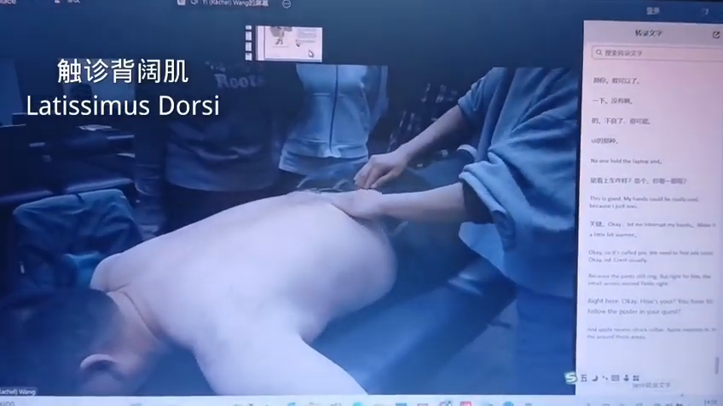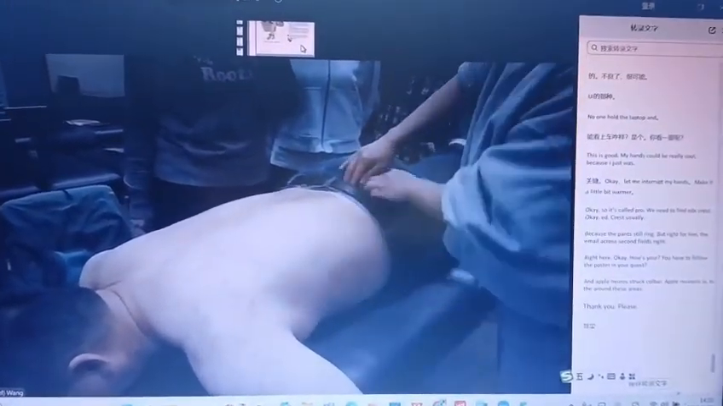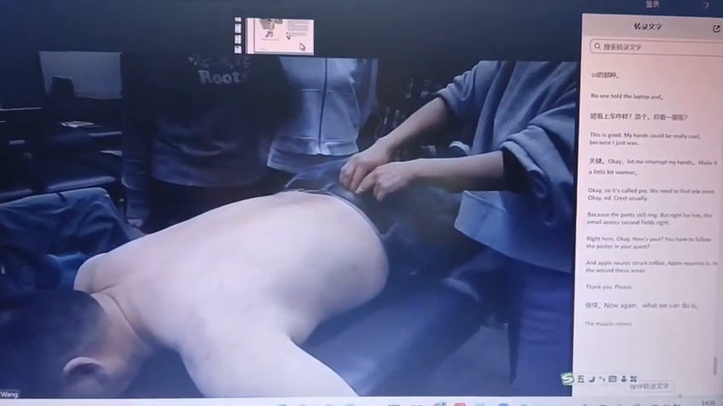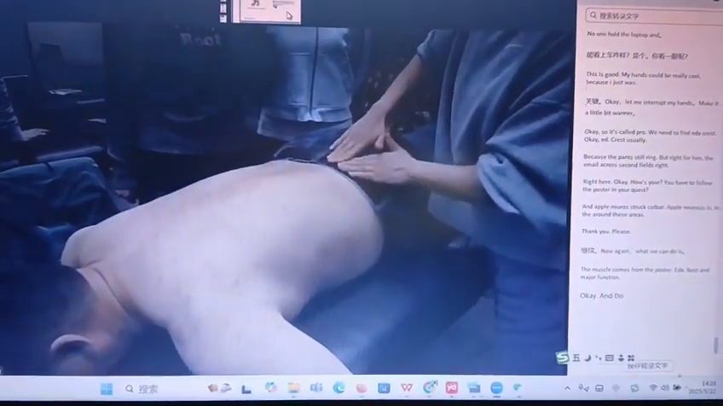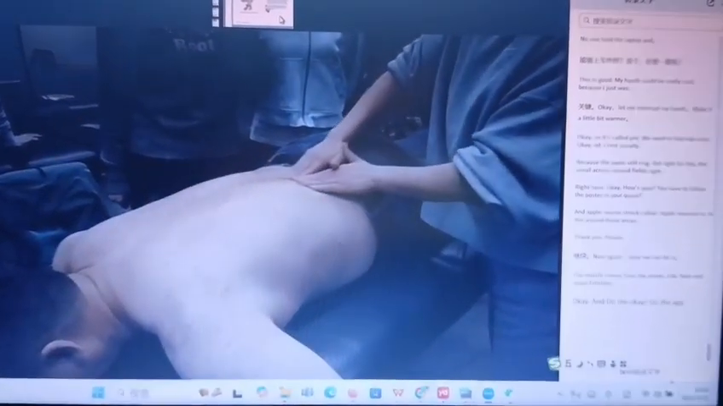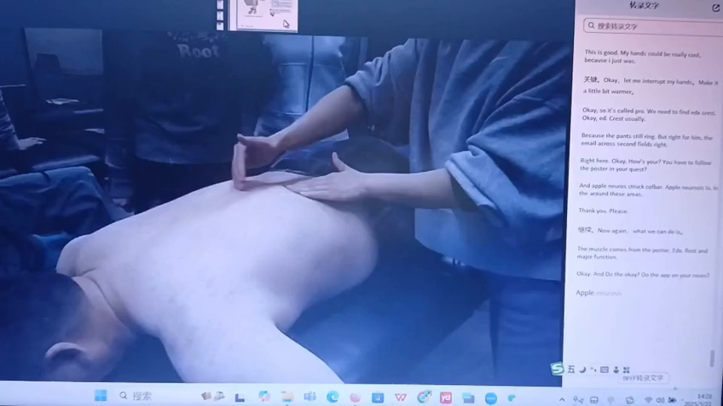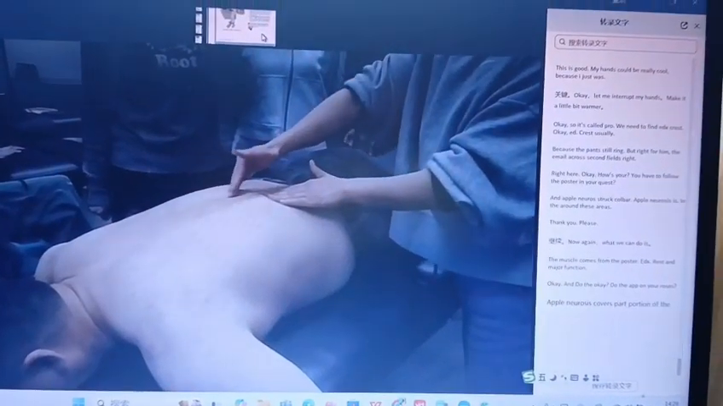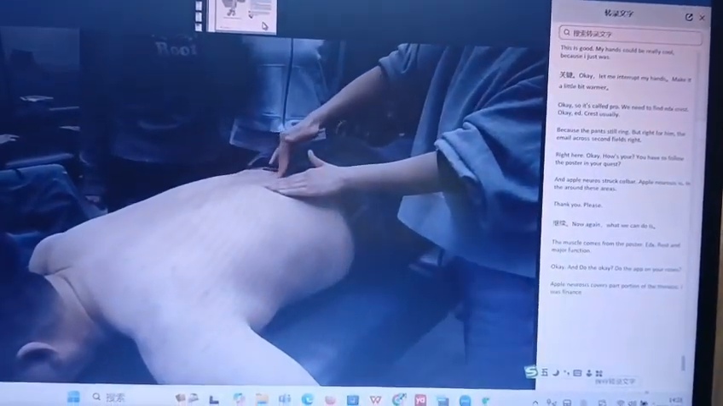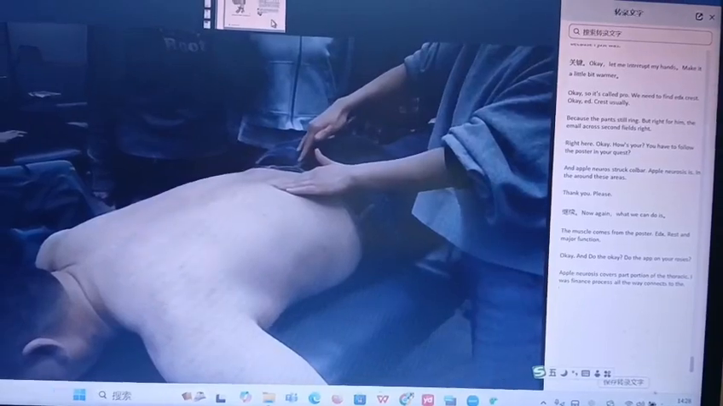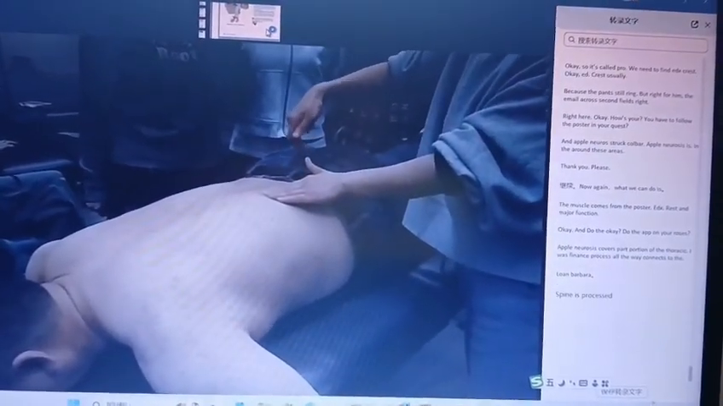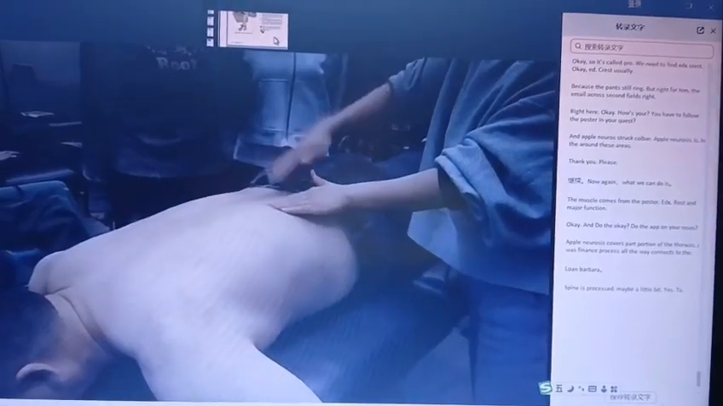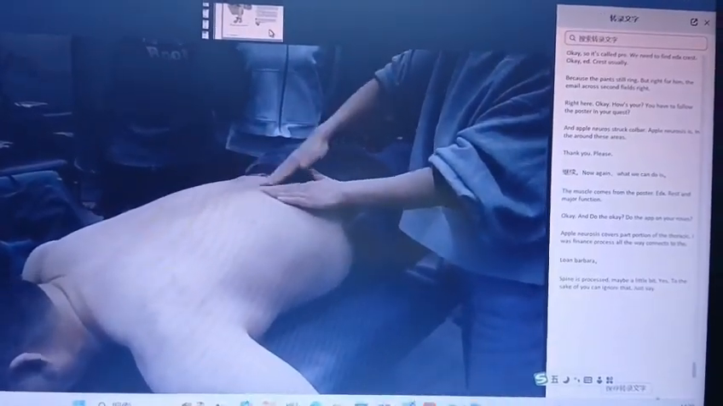Feel this tissue. Now what we can do is, the muscle comes from the posterior iliac crest, and its major function, okay, through the aponeurosis. The aponeurosis covers a portion of the thoracic spinous process, all the way connecting to the lumbar spinous process, maybe a little bit to the sacrum. You can ignore that. Just say thoracic aponeurosis.